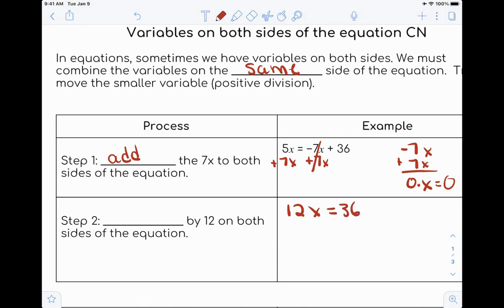Our next step is to undo our multiplication. We're going to divide by 12 on both sides of the equation. So we get an answer of x equals 3.